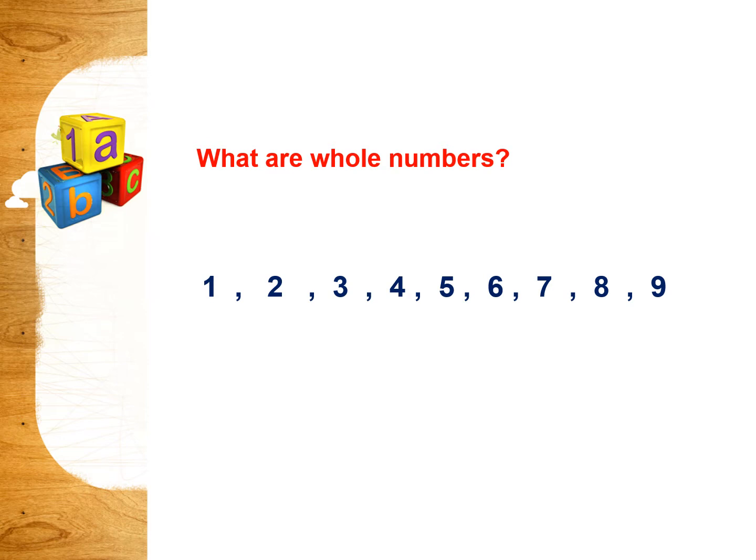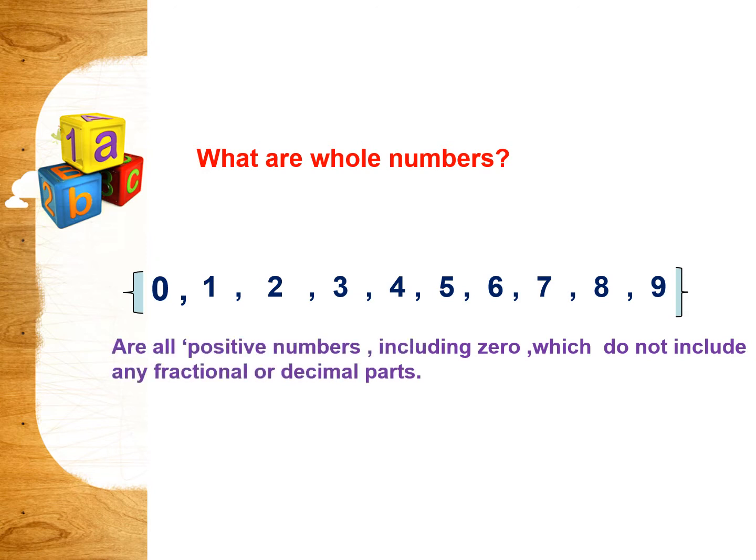First we discuss what whole numbers are. They are all positive numbers including 0 which do not include any fractional or decimal parts. That is, 0, 1, 2, 3, 4, 5, 6, 7, 8, 9 are examples of whole numbers.